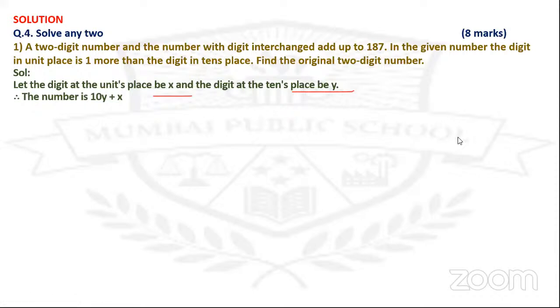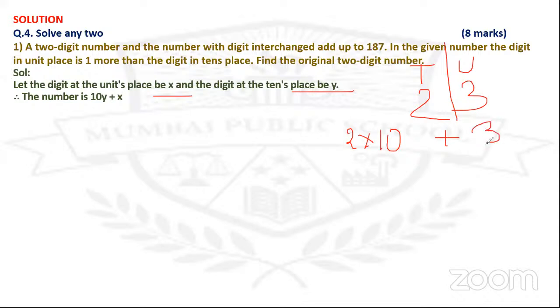Now check. If you consider, for example, the number 23, this 3 is in the units place, 2 is in the tens place. You write it like this, tens place and unit place. So 23 is 2 into 10 plus 3. Understand? 2 into 10 is 20 plus 3, that's 23. So a two-digit number will always be written like this.